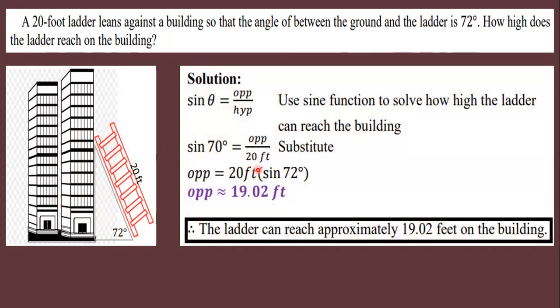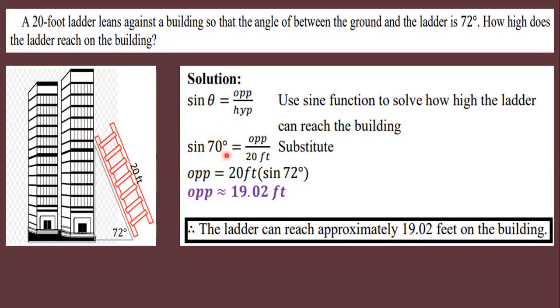Here is the detailed solution. We apply sine theta because you can see there, the opposite. This is our angle. So this is the opposite and this is the hypotenuse. Since we already have the given theta and the hypotenuse, we can solve for the opposite. And then we substitute the given. So we have sine 72. Okay, don't forget, this is sine 72, which is equal to opposite over 20 feet.